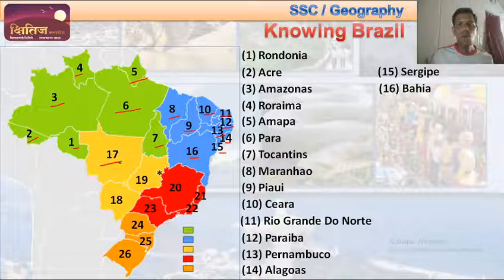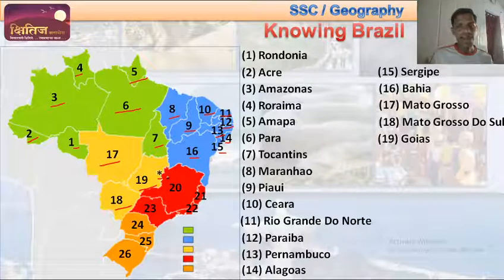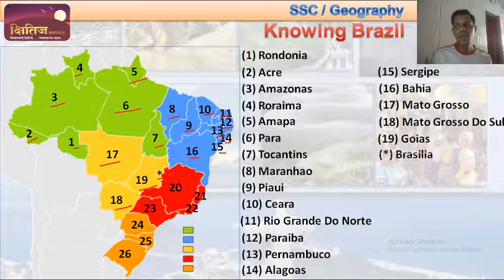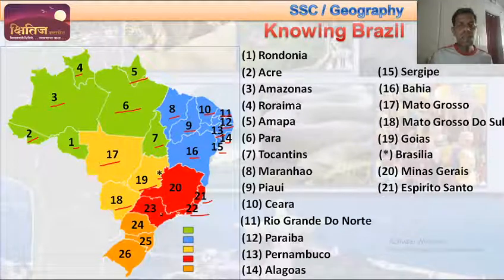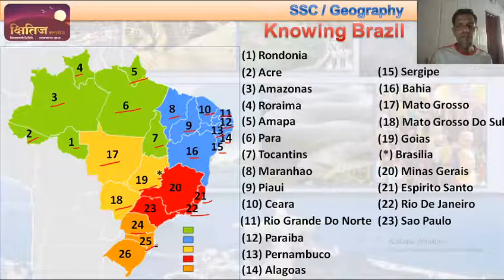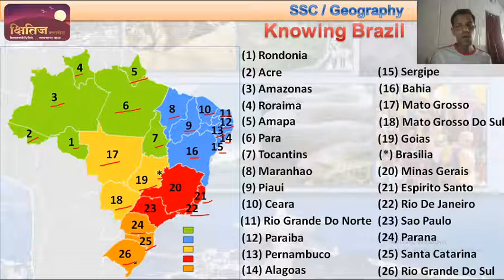Number 17 is Mato Grosso. Number 18 is Mato Grosso do Sul. Number 19 is Goiás. Here this asterisk sign is Brasilia, the capital. Then 20 is Minas Gerais. 21 Espírito Santo. 22 Rio de Janeiro. Number 23 Sao Paulo. Number 24 Paraná. Number 25 Santa Catarina. And last number 26 is Rio Grande do Sul. So Rio Grande do Norte, Rio Grande do Sul, north and south.